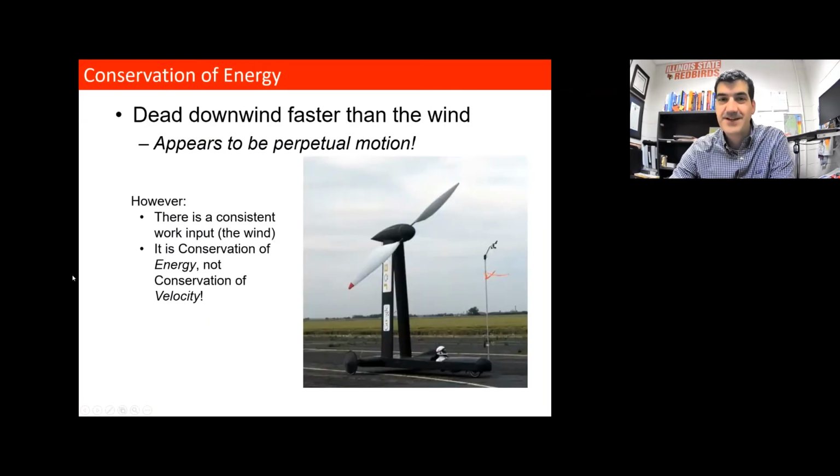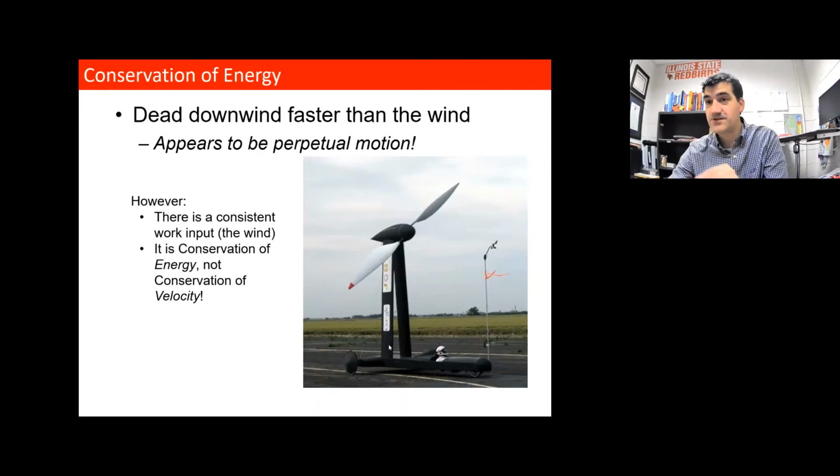This next one is a real head scratcher. It appears to be a perpetual motion machine of the first kind, but it's actually not. And it's really interesting to think about. It just kind of plays with your mind a little bit. It's called Dead Downwind Faster Than the Wind. And the idea is that the wind can actually push this vehicle downwind with the direction of the wind. It can actually push this vehicle that's specially designed, it can go faster than the speed of the wind.